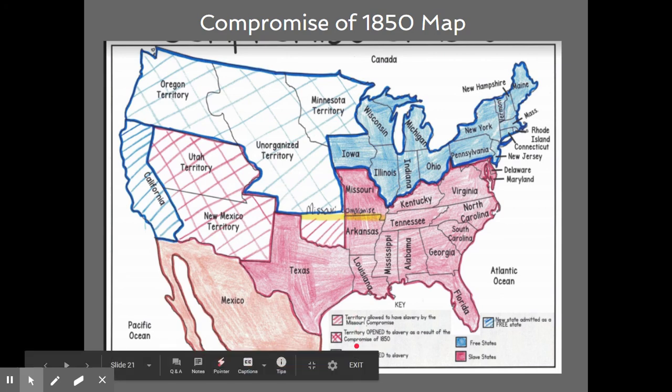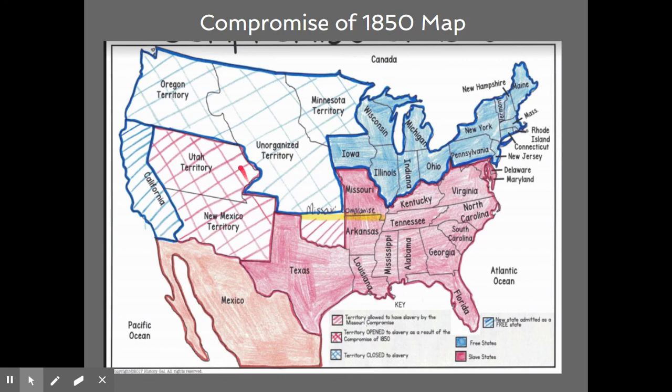Okay. But then look at the key here. See where you've got the little tic tac toe board of a crosshatch? That's also territory that's been open to slavery. And that was as a result of the Compromise of 1850. So you've got Utah Territory and New Mexico Territory. And they were technically opened to slavery as a result of the Compromise of 1850, meaning that it was possible that they could have slavery. They were going to get to vote eventually. So it was possible that they would get to have slavery.